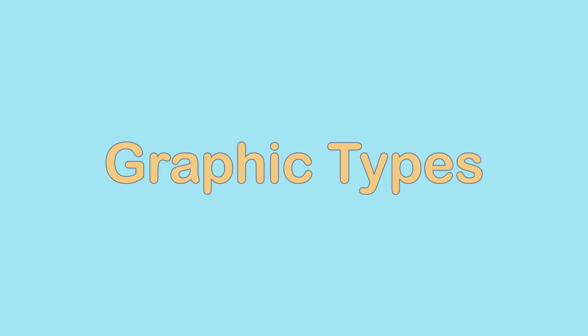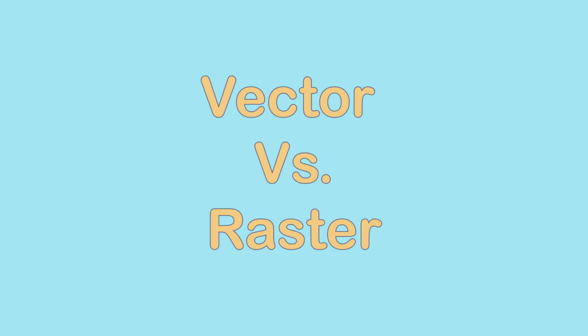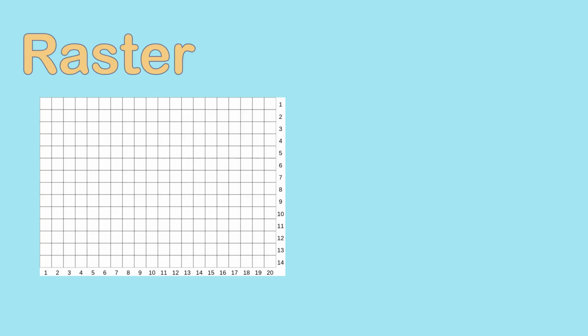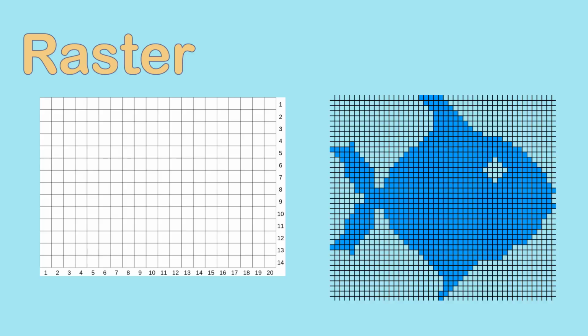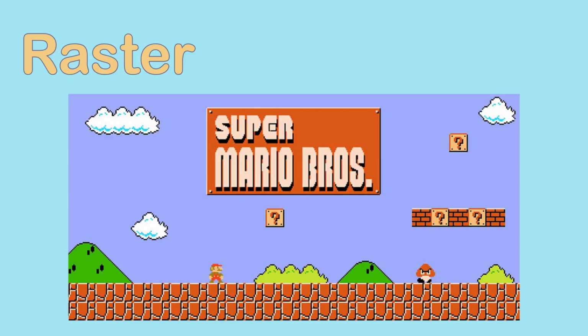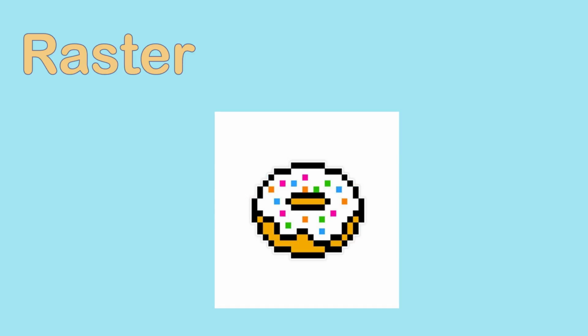The two types we are going to be talking about are vector and raster. So let's start off with raster. Raster graphics, also known as bitmaps, are images created by grids of pixels or points of color. Think of the old 8-bit video games. All of those were created using very simple raster images. You can see each pixel of color that goes into creating a character or a background.